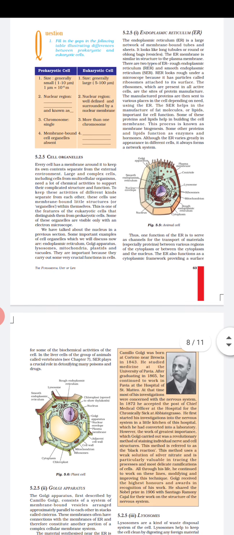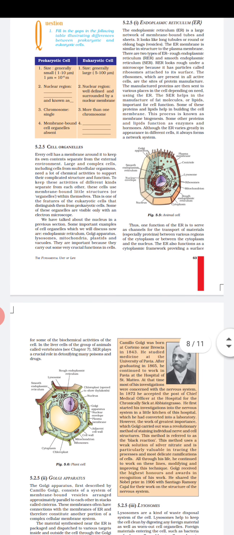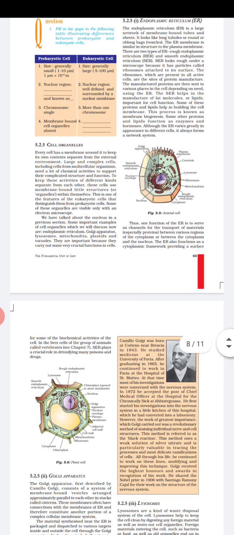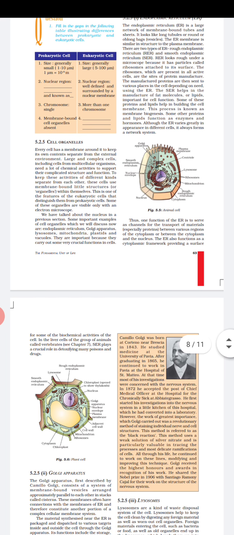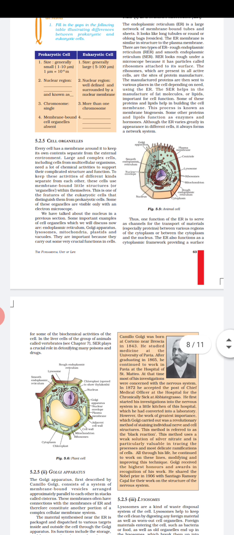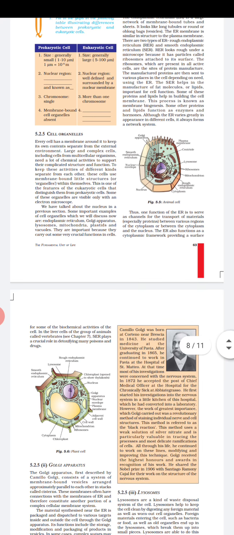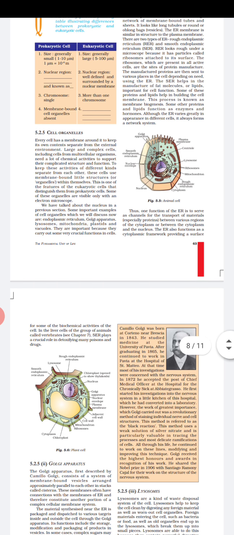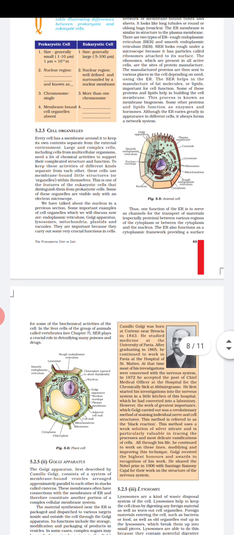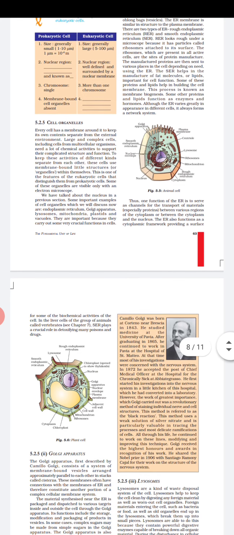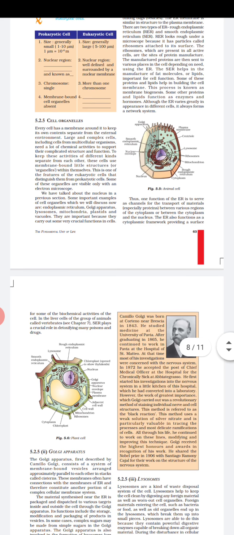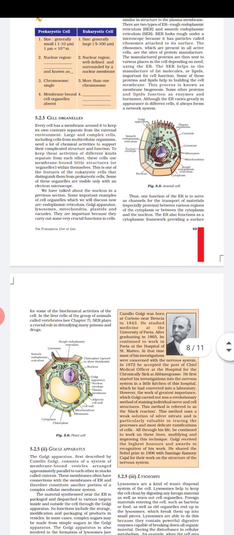There are two types of ER: rough endoplasmic reticulum, which is denoted by RER, and the smooth endoplasmic reticulum, which is denoted by SER. RER looks rough under the microscope because it has particles called ribosomes attached to its surface. The ribosomes, which are present in the active cells, are the sites of protein manufacture. The manufactured proteins are then sent to the various parts of the cell when needed using the ER. The SER helps in the manufacture of fat molecules or lipids, important for cell functions.